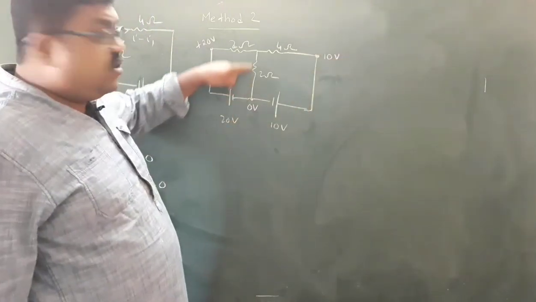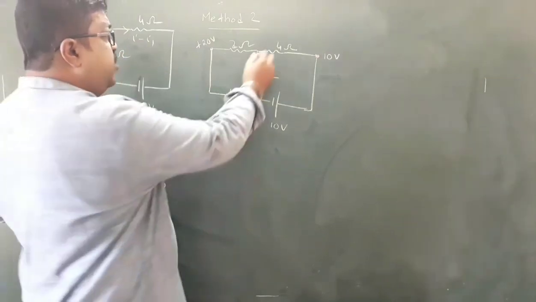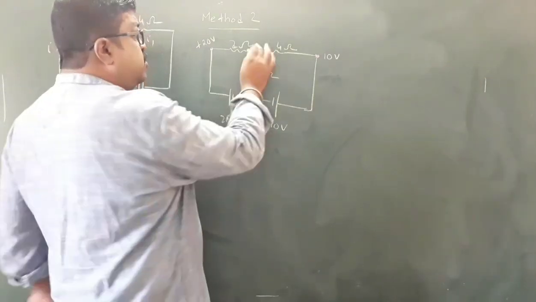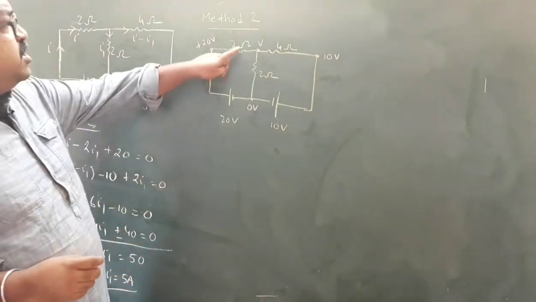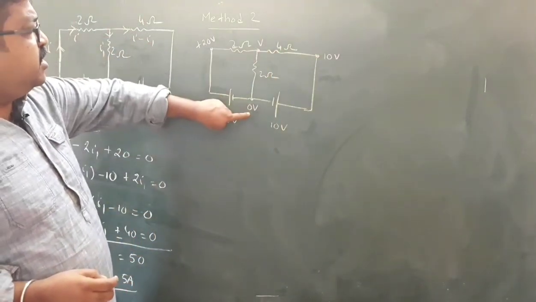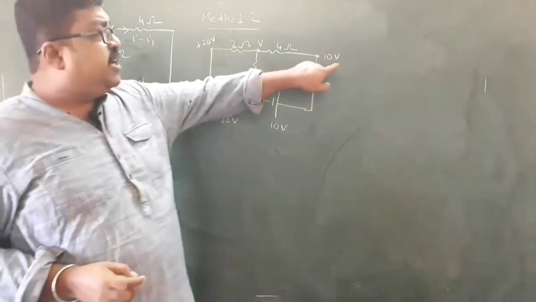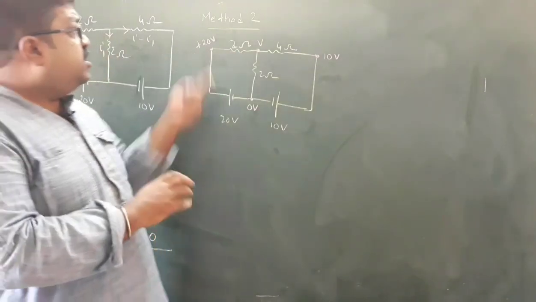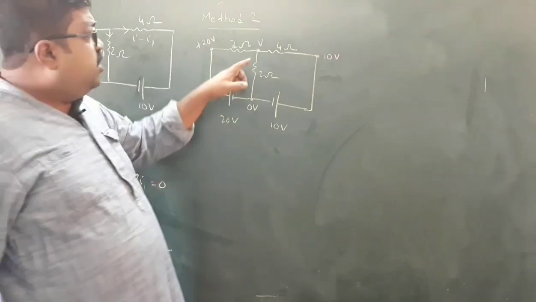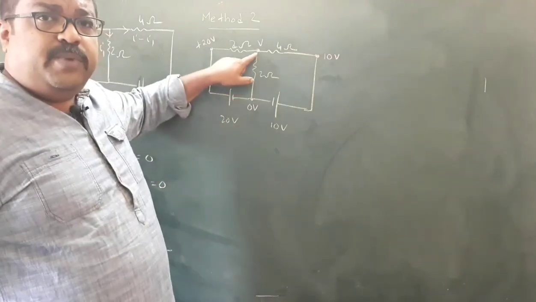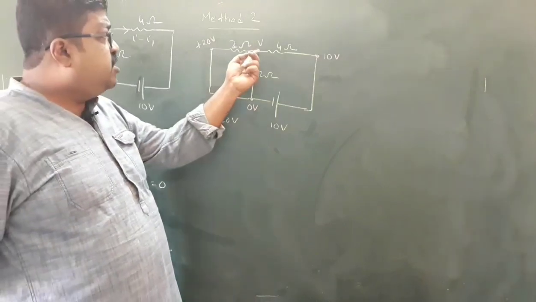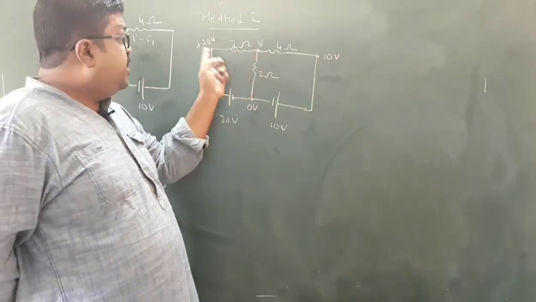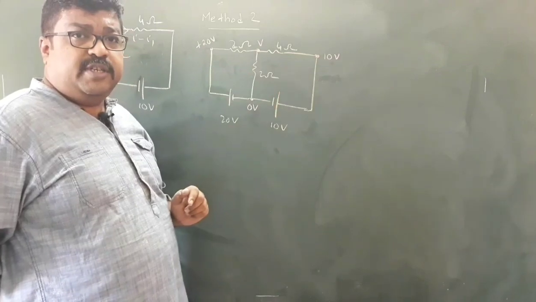Now I need to find the current across this resistor. I don't know the potential at this terminal, so let it be V. So this is V, 0 volt, 20 volt, 10 volt. Now in this method 2, what you need to do is assume this potential to be either the lowest or the highest, as compared to the other nearby junctions.